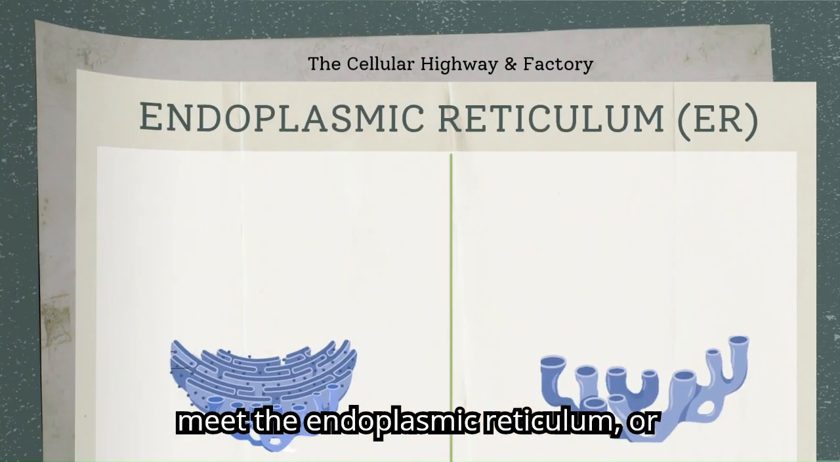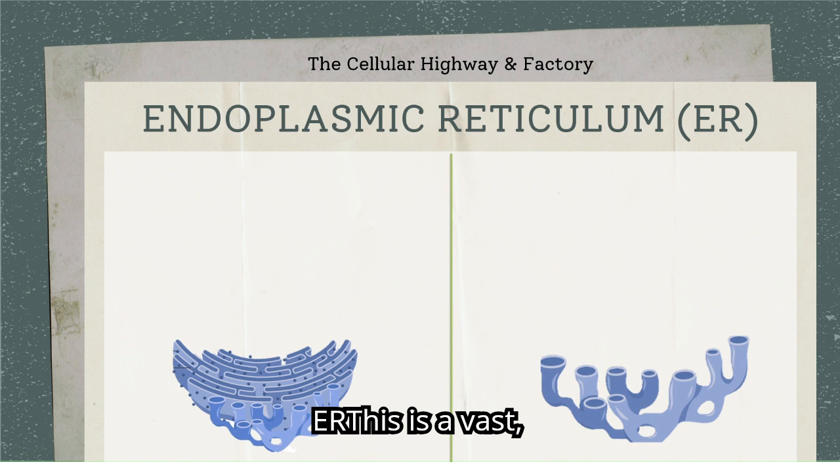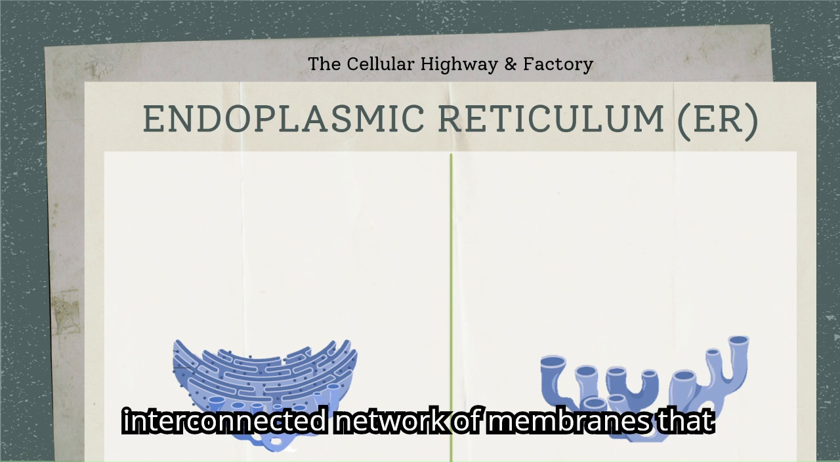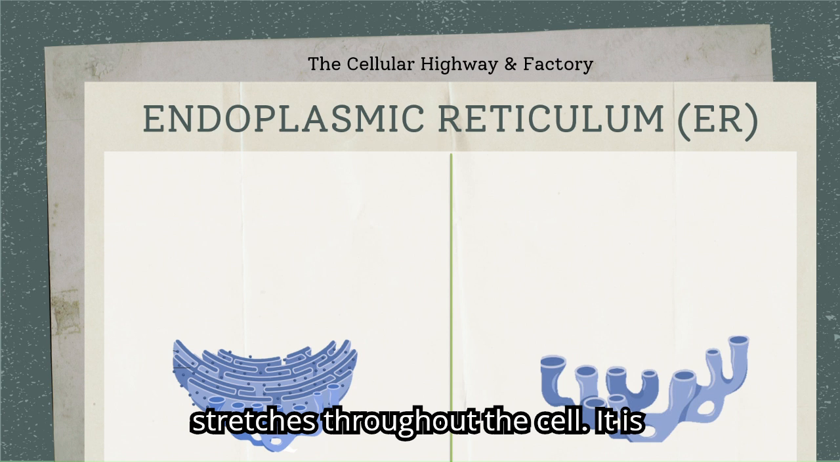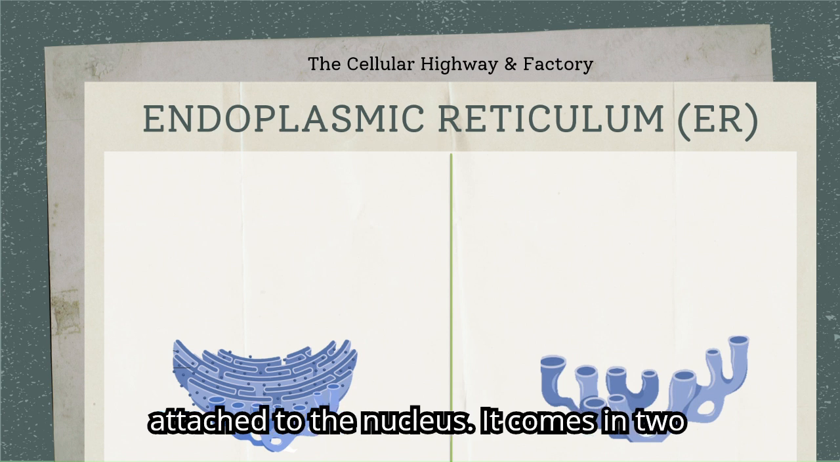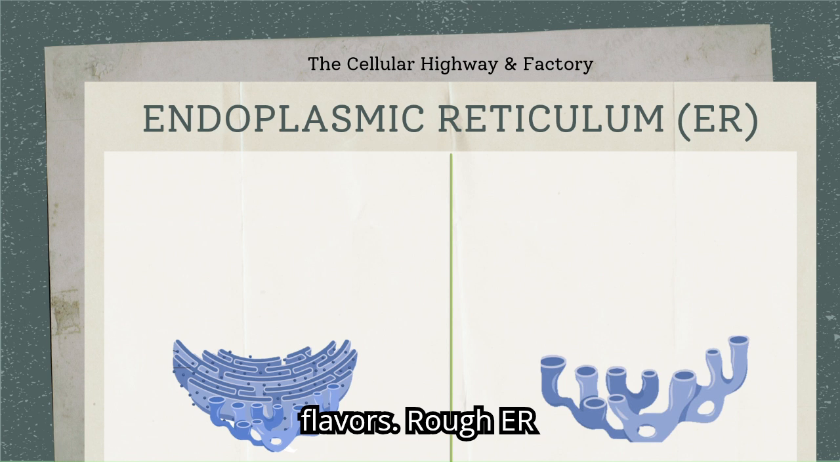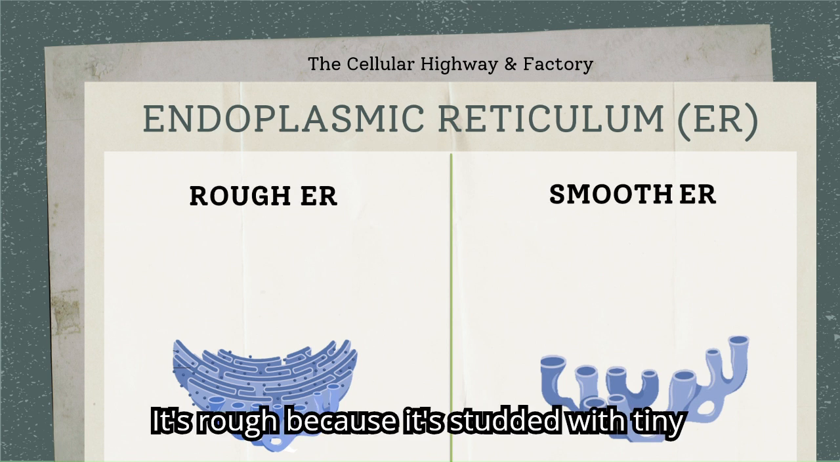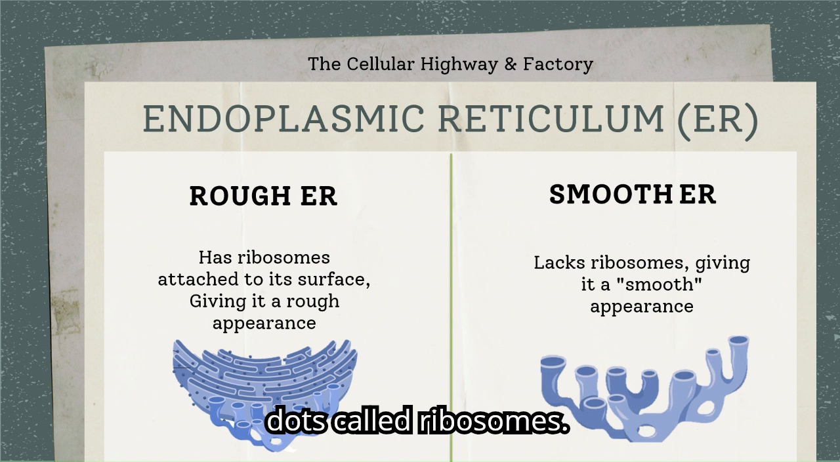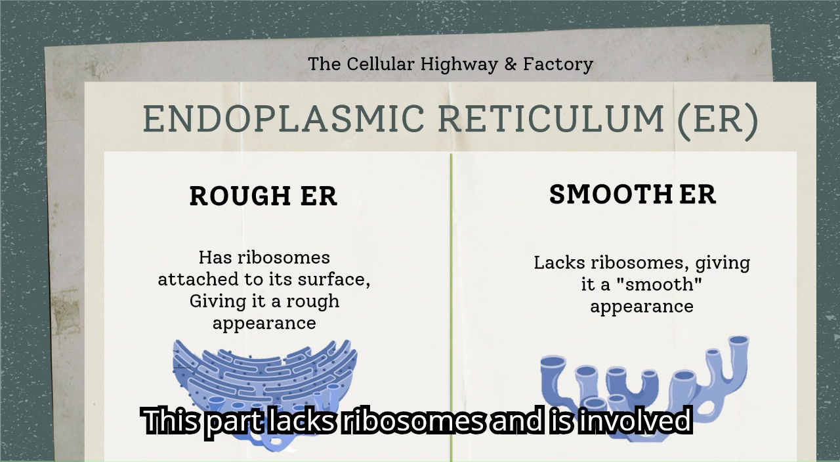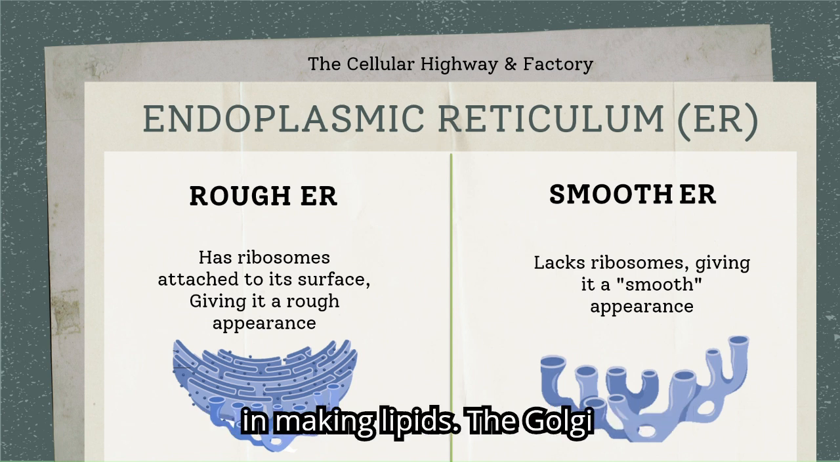Next, meet the endoplasmic reticulum, or ER. This is a vast, interconnected network of membranes that stretches throughout the cell. It is attached to the nucleus. It comes in two flavors. Rough ER. It's rough because it's studded with tiny dots, called ribosomes. Smooth ER. This part lacks ribosomes and is involved in making lipids.